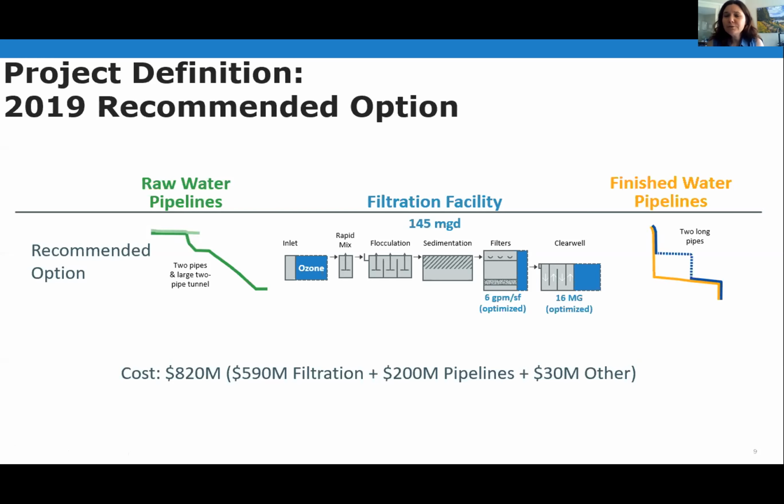On the finished water pipeline side, we're looking at 2 long pipes there. And when you put those three pieces together, the total cost is estimated to be 820 million. That breakdown is 590 million for filtration, 200 million for pipelines, and then we left 30 million as an other, and that really is to cover the cost of the known unknowns: property acquisition, permitting problems or issues to work through, challenges there. So we wanted to make sure we left money aside for that.